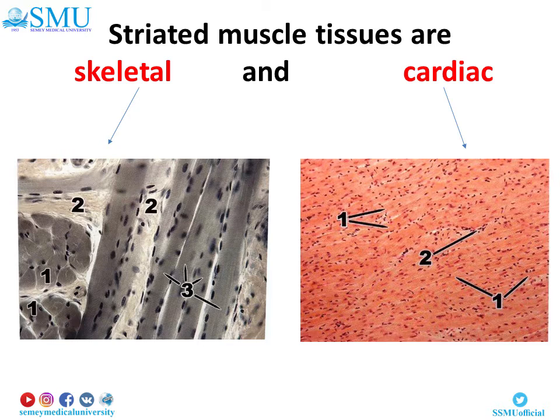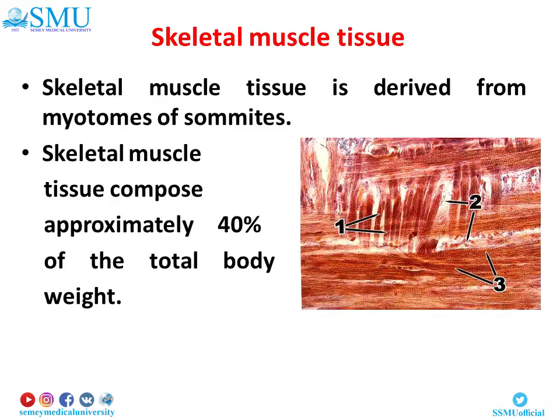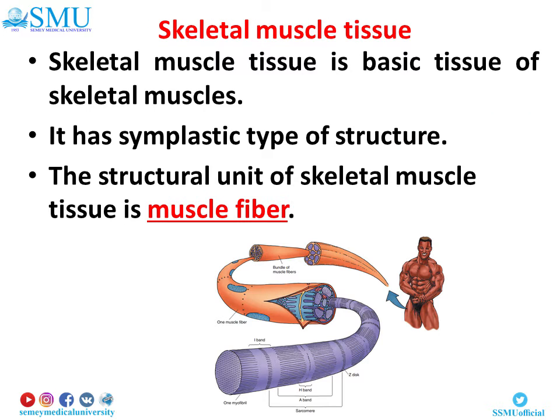Striated muscle. There are 2 types of striated muscle: skeletal muscle, accounting for most of the voluntary muscle mass of the body, and cardiac muscle, limited almost exclusively to the heart. Skeletal muscle tissue. Skeletal muscle tissue is derived from myotomes of somites. Skeletal muscle tissue composes approximately 40% of the total body weight. Skeletal muscle tissue is basic tissue of skeletal muscles. It has symplastic type of structure.